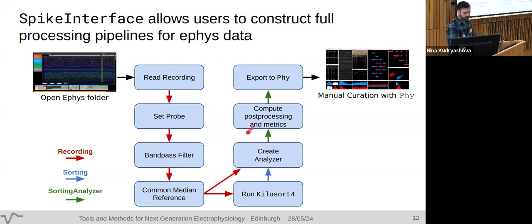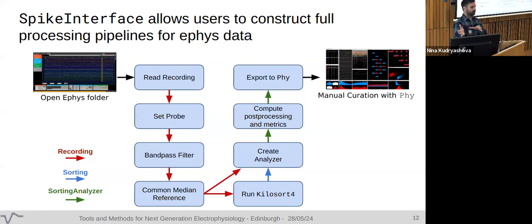Then we're gonna do some filtering, like a bandpass filter. We're gonna do some denoising, for example, removing the common noise with a common median re-referencing. And then we can run any spike sorter that we like. Let's be modern, and let's run Kilosort 4, right? Then we create this analyzer object, and with this analyzer object, we can do post-processing and compute additional metrics. And finally, if you want to do some curation, we could export to file, right?